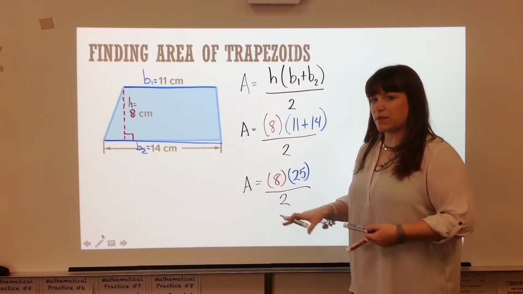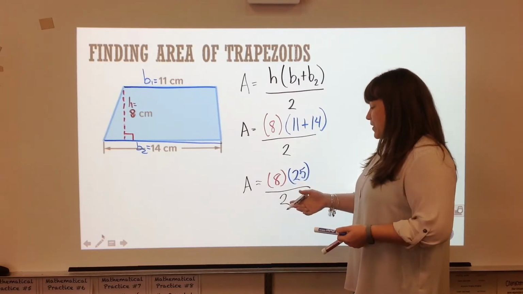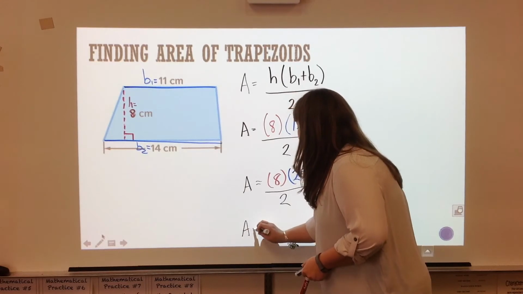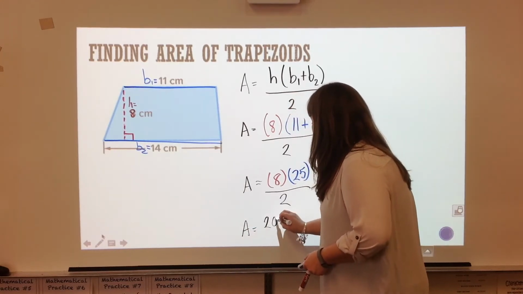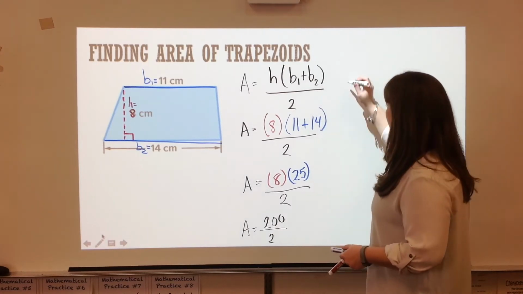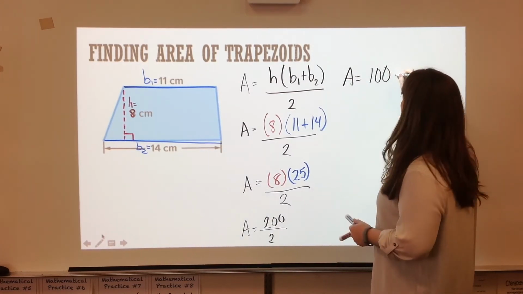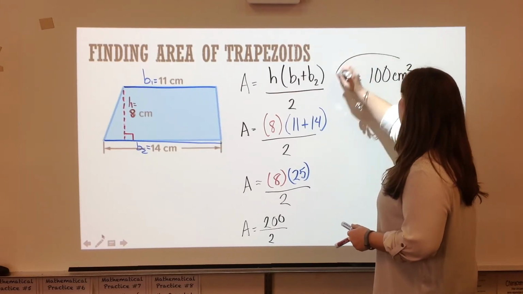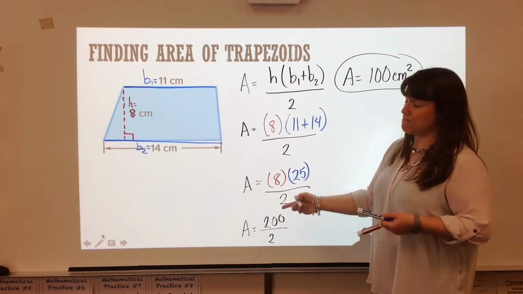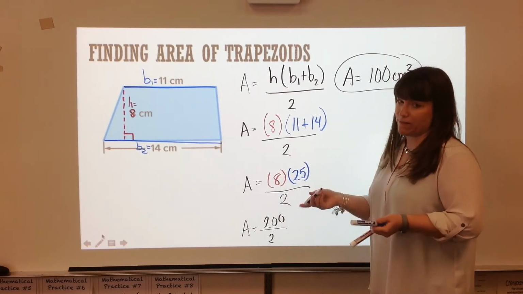Now we have a couple of different options here. I would multiply the numerators first and then divide by 2. So we have A is going to be 200, and then we divide that by 2. I'm running out of a little room, so I'll come up here, and A is going to be 100 with our unit of centimeters squared. If you wanted to simplify this 8 and 2 by dividing, that would be fine as well, and then you would just multiply 4 by 25 to get 100.